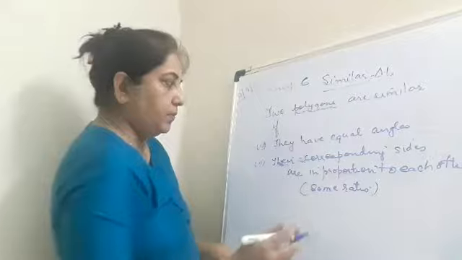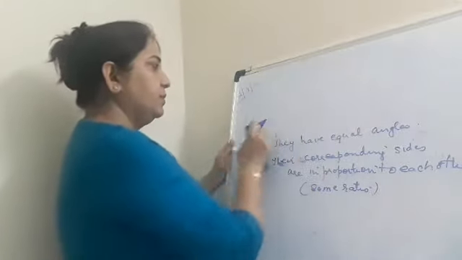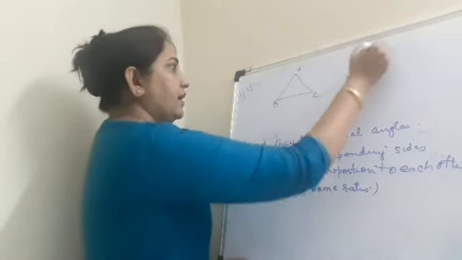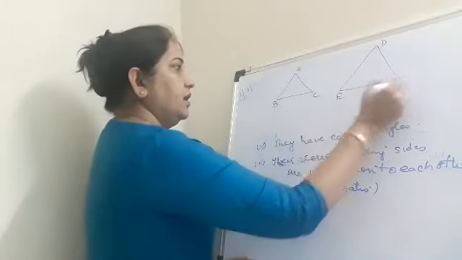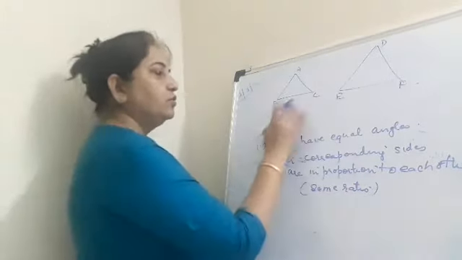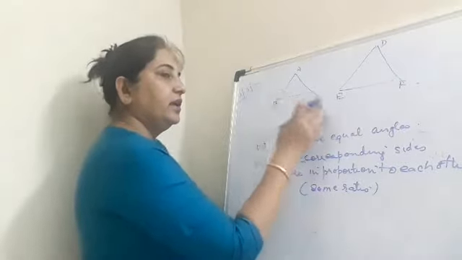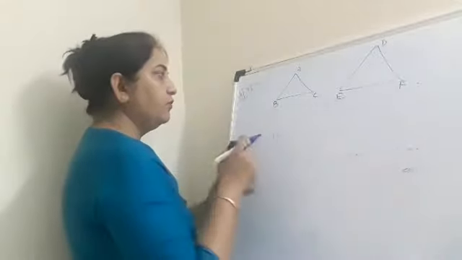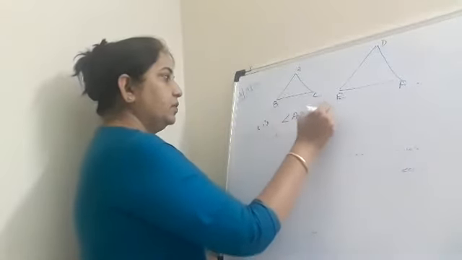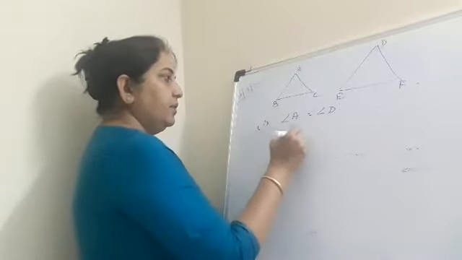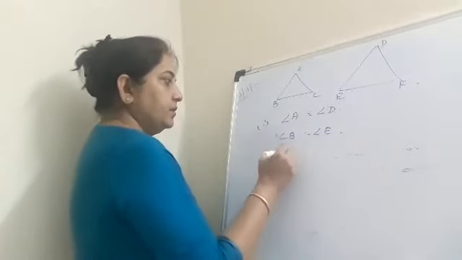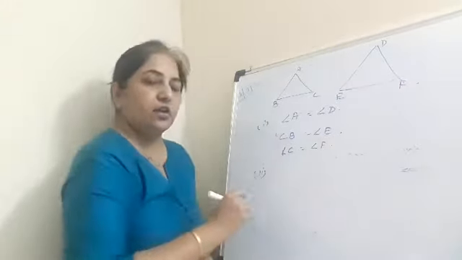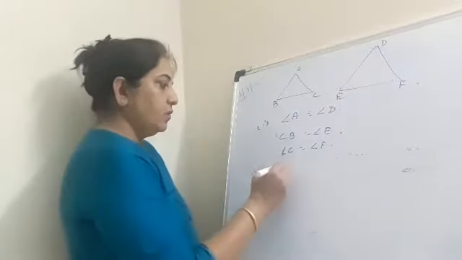Now suppose, how will they be proportional? I will consider two triangles ABC and DEF. What did I say? Two triangles will be similar when they have equal angles, and therefore in symbolic form we write angle A equals angle D, angle B equals angle E, and angle C equals angle F. And the second condition, I said, is that the corresponding sides will be in proportion. That means what?